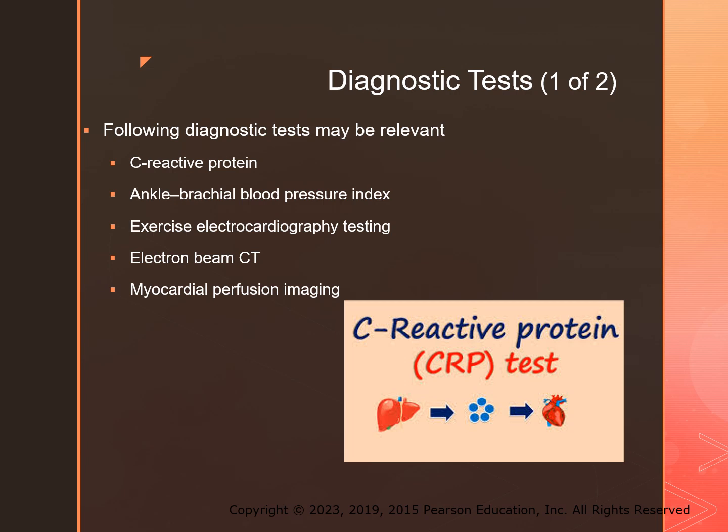Your exercise electrocardiography testing, electron beam, myocardial perfusion, cardiac markers, and some of these cardiac markers are CK, which is creatine phosphokinase, CK-MB, and troponin levels. And they'll do a troponin level to rule out if it's a heart attack or not. Your troponin level can remain elevated for 5 to 9 days or 7 to 10 days after an MI.